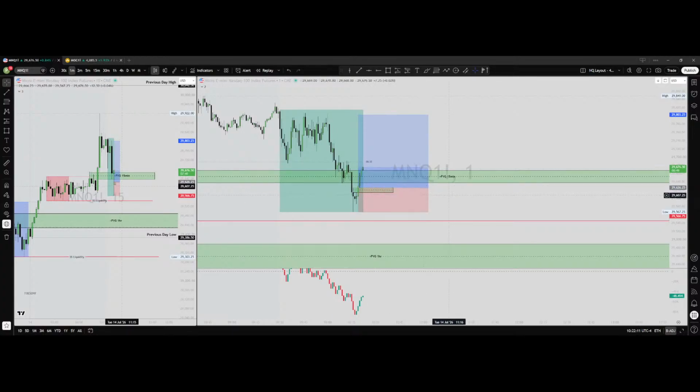Okay, this signal now looks good. Looking at this V-shaped rejection, it did take out the small liquidity, but look at this, price has never closed below this 15-minute value gap, which is pretty good. And we are seeking longs right now.